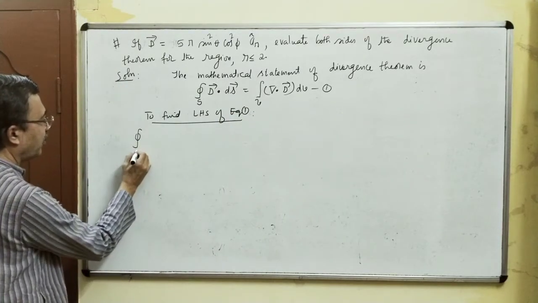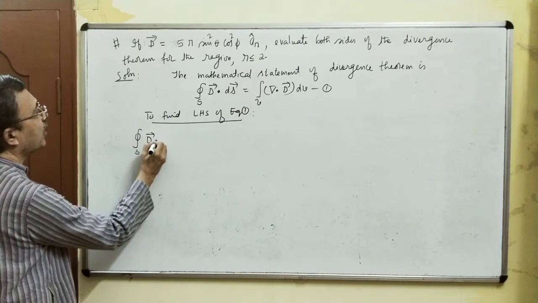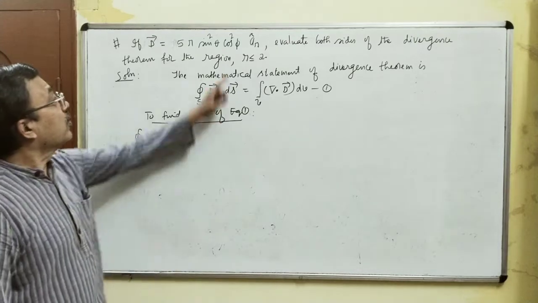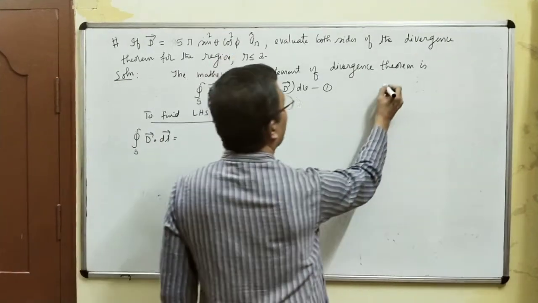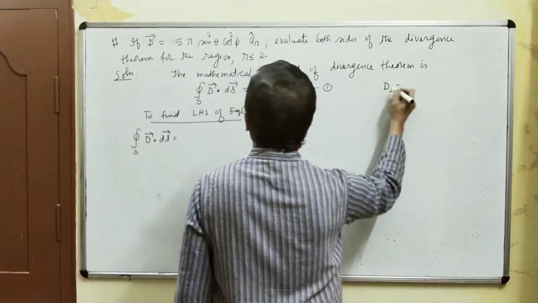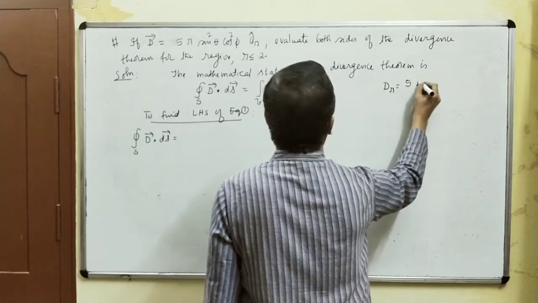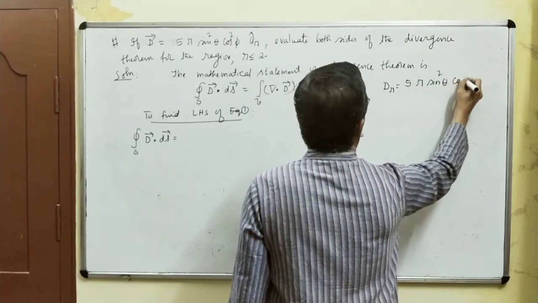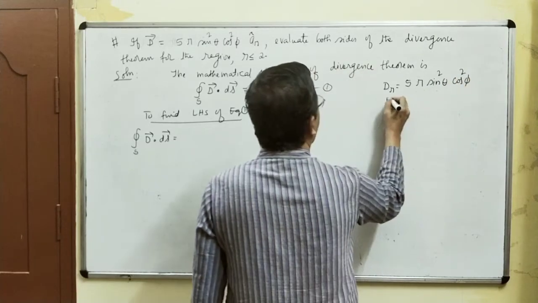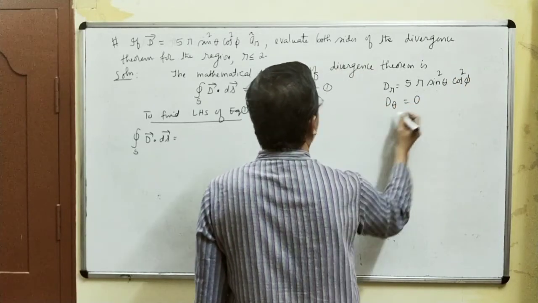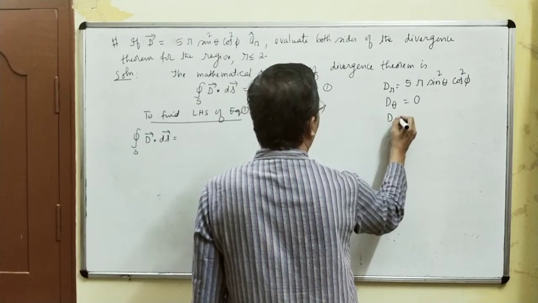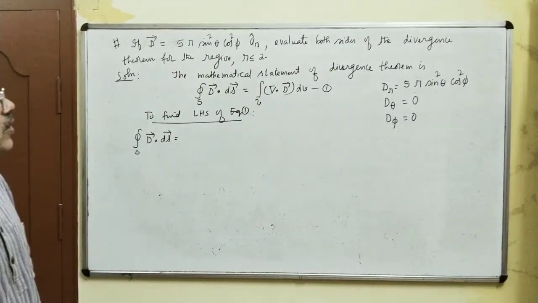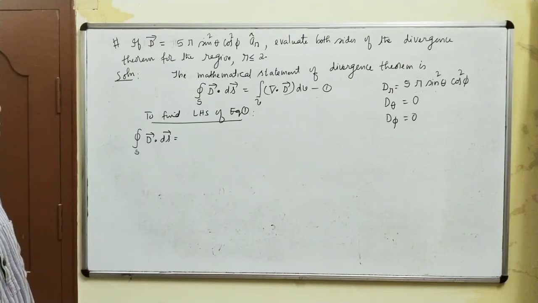Closed surface integral vector D dot ds is equal to, in the present problem, what is Dr? Dr is equal to the coefficient of AR cap, which is 5 times r sin square theta cos square phi. What is D theta? D theta is 0. What is D phi? D phi is 0.